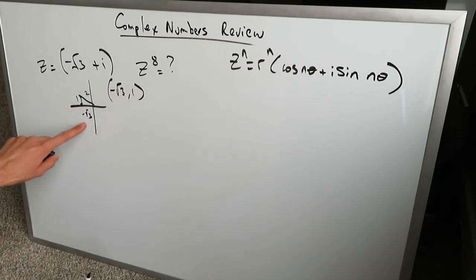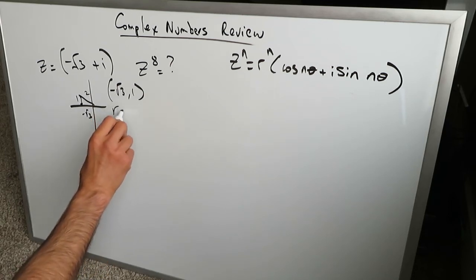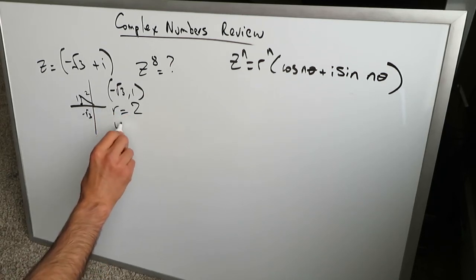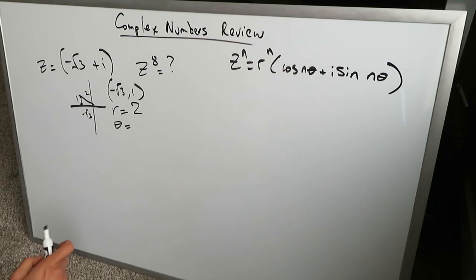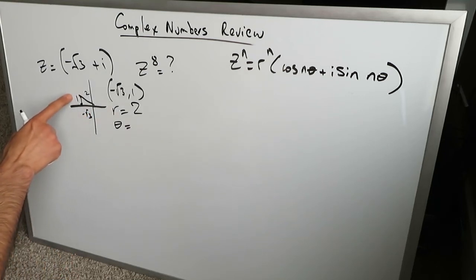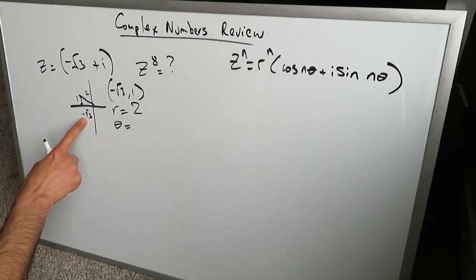You can do this square plus this square and square root them, you'll get a square root of 4, you'll end up with a 2. But that clearly tells you that your modulus is a 2. Your argument over here is going to be based on the inverse tangent of 1 divided by minus root 3.